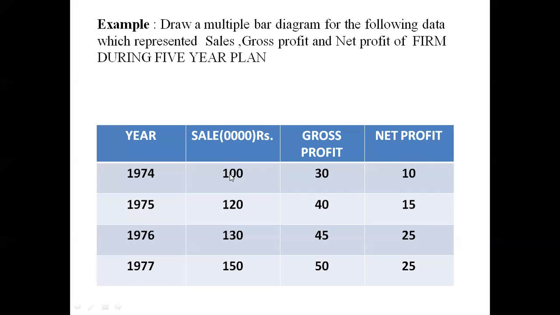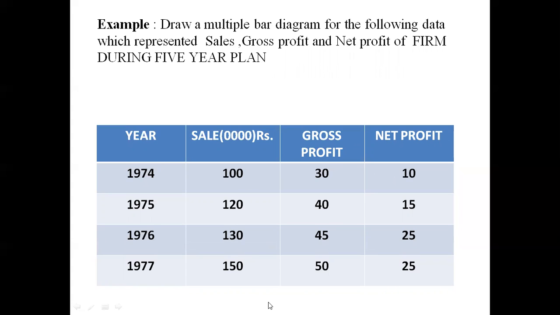In 74, what is the sales, what is the gross profit, what is the net profit? In 75, how much is sales, how much is gross profit, how much is net profit? It is given here. In 1976, what is the sales, what is the gross profit, and it is given this way. Therefore these are the information under sales, the related terms. Sales, gross profit, net profit are the related terms. So these related terms are shown by a single set of 3 bars. Let us see how we can draw.